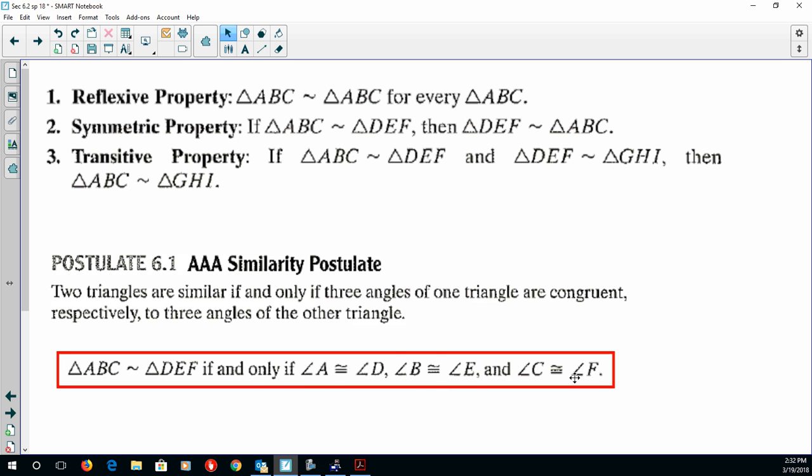Now, this is a postulate, which means it is something we accept as truth without proving it. What I mean by that is many books prove that this is true. In other words, you don't have to assume it as a postulate. You can prove that it's true based on what you already know. It just takes a long time.